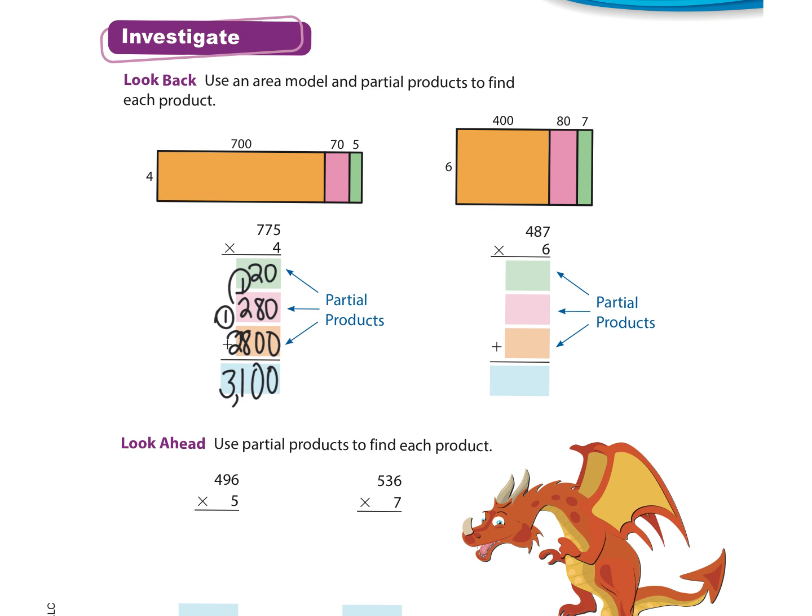All right, the next one, you'll want to go ahead and write those partial products out. Go ahead with your group and do the green one first. So 6 times 7 is, write that answer in the green box, 42. And then 6 times 80 goes in the pink box. Six times 80, which is 480. And then 400 times 6.